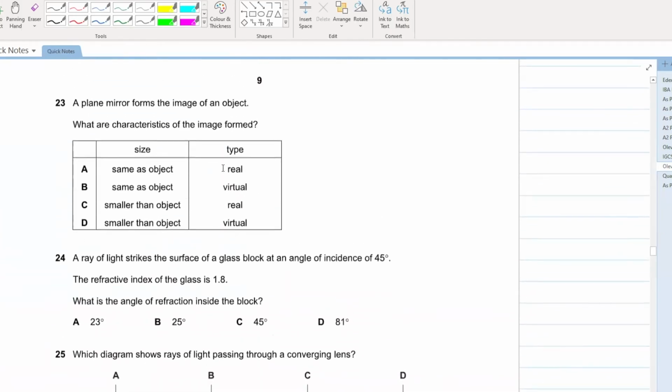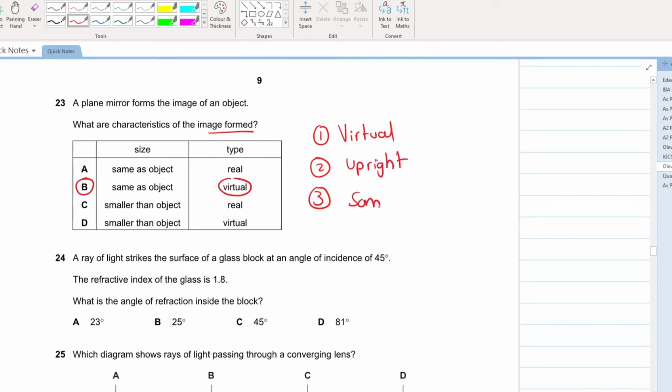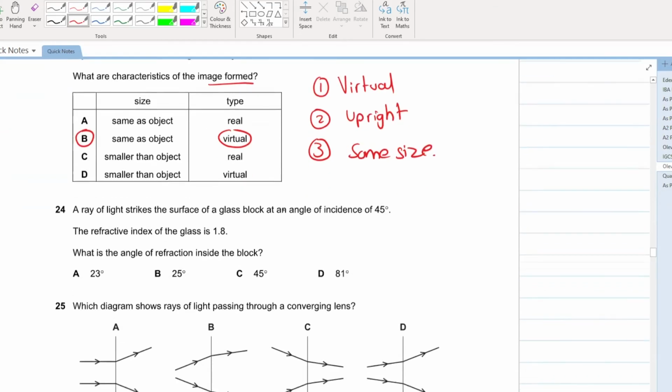Let's move on to 23. A plane mirror forms the image of an object. What are the characteristics of the image formed? The image will be virtual, and the same size as the object. If a plane mirror forms an image, it has three properties: virtual, upright, and same size. B is your answer. Simple.